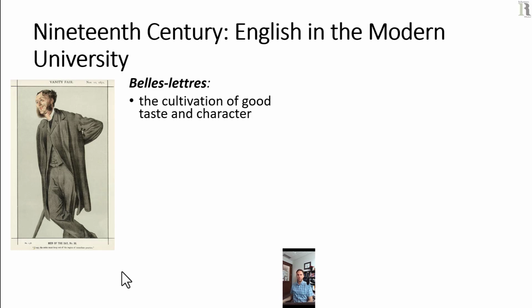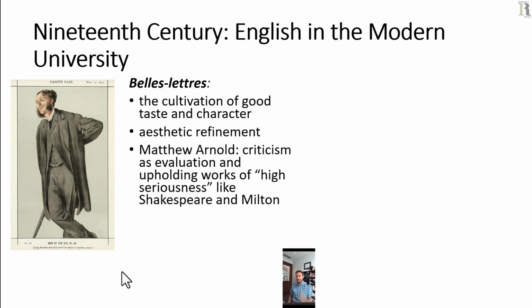And this was meant to create a person who had good taste and good character and could be a good member of the middle and upper middle class, because they had aesthetic refinement and were not vulgar. The guy pictured in this cartoon from 1871 here is Matthew Arnold, one of the great literary critics of the 19th century, but he had a very specific Victorian view of literary criticism as being for the purpose of evaluating and upholding works of high seriousness like Shakespeare and Milton. And Matthew Arnold was himself a kind of failed Christian.